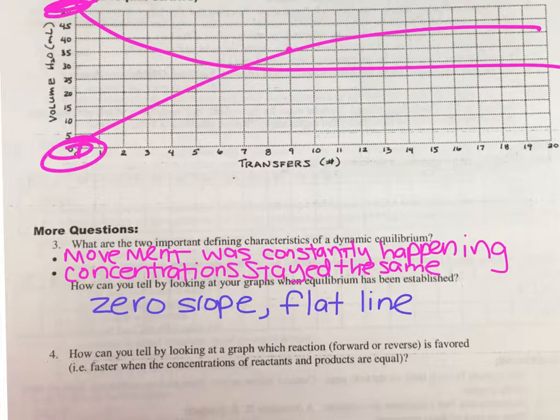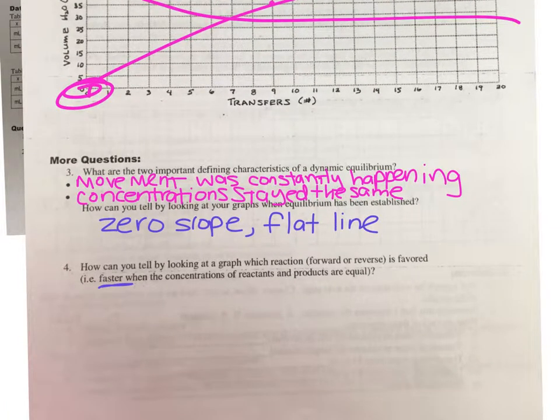And then number 4, unfortunately, I think with everyone's different processes and different groups, spilling waters and all that good stuff, I don't think you're going to be able to answer number 4. So one thing I just want to point out, though, is that it's talking about which one looked faster when the concentrations of the reactants and products are equal. So what we're talking about here is that you'd look at a steeper slope. And eventually we'll come back to that.